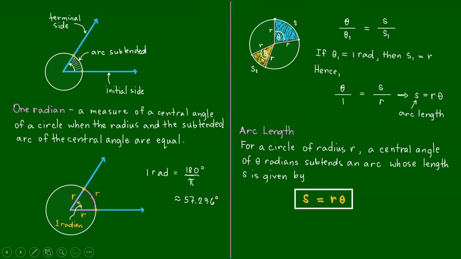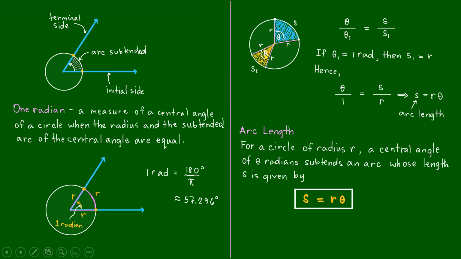In the yellow sector, the arc is S sub 1, the arc subtended by the central angle theta sub 1. From geometry, the central angle is directly proportional to the length of the arc. So theta over theta 1 is equal to S over S sub 1. If theta 1 is equal to 1 radian, then R, the radius, becomes equal to S sub 1. That is from the definition of 1 radian.